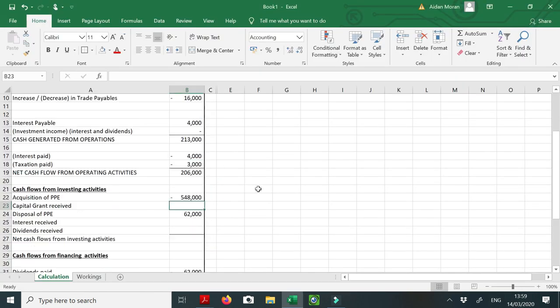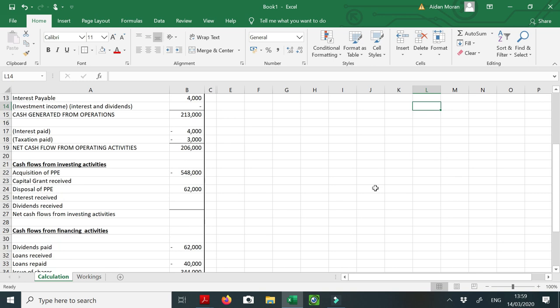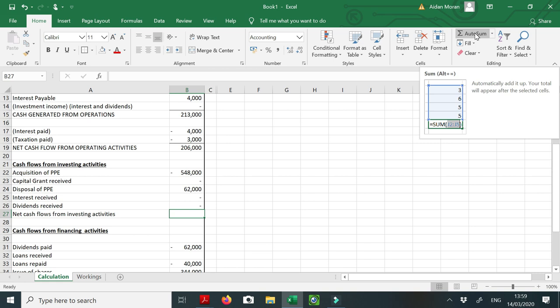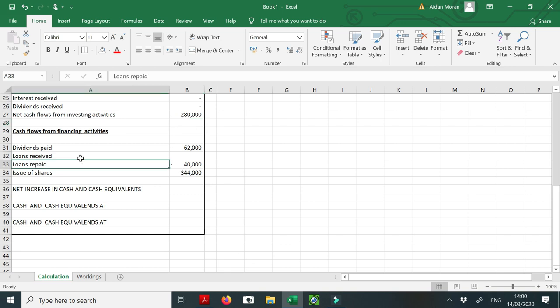So I'm just going to look at the question and go, is there anything there in the question that I haven't included? There was no capital grant, no interest, I didn't receive any dividends, net cash flow from investing activities, let's pop it all up. It's going to take the sum of it. Dividends, I didn't receive any loans, issue of shares, so I have no missing items.